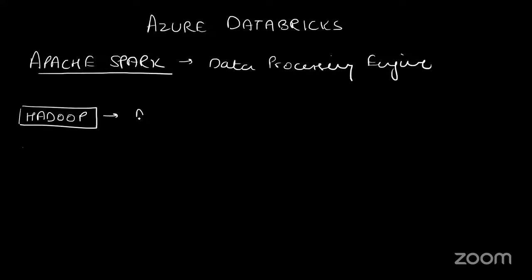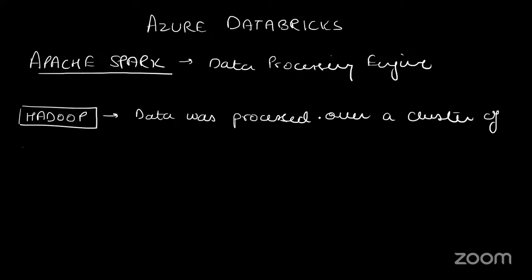Or the data was processed over a cluster of compute. Now, cluster, all of you understand, it's like a collection of multiple machines. I'm not processing my data on a single machine. I'm processing my data on multiple machines. Now, why that was done, we'll come to that. So Hadoop is where you will have multiple computers, multiple nodes as we call it, a cluster on which your data is being processed.